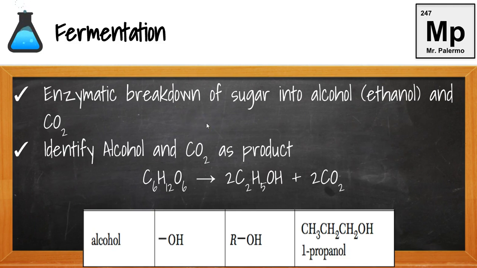Fermentation is the process of making alcohol. It's the enzymatic breakdown of sugar, here's our sugar or glucose, into alcohol, ethanol, and carbon dioxide. We can identify a fermentation reaction by looking for the alcohol as a product, and we have the OH here, and from Table R we can see that's our alcohol, and CO2, which is our carbon dioxide.